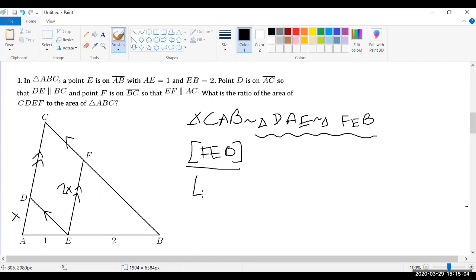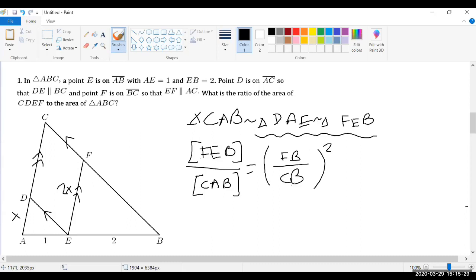over the area of CAB. So this is finding what's the ratio between the areas of FEB and CAB. Well, this is going to be the square of the ratio of each of the side lengths, right? And for example, we could take FB over CB.